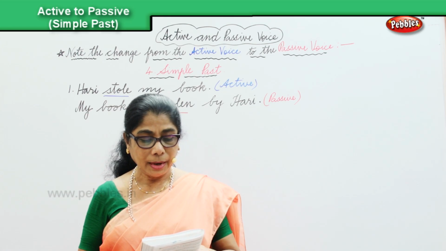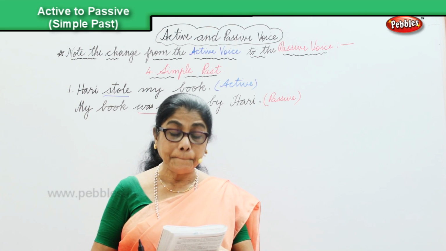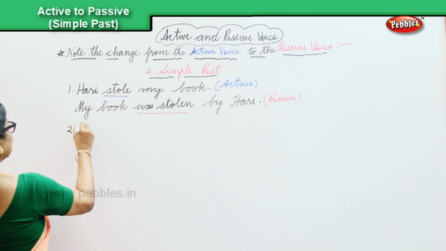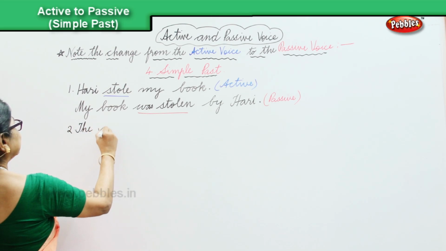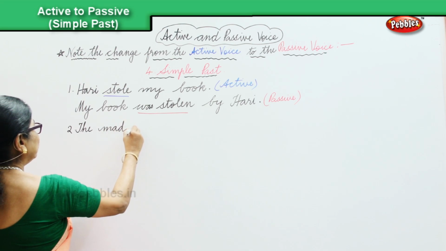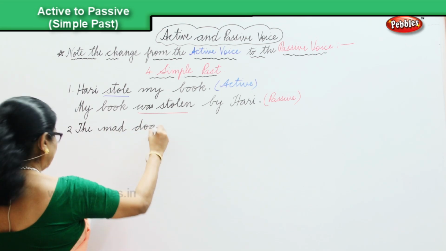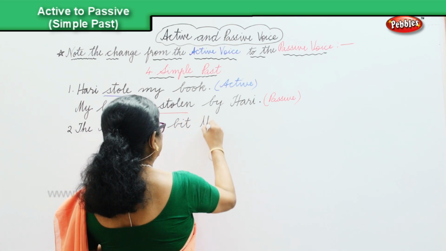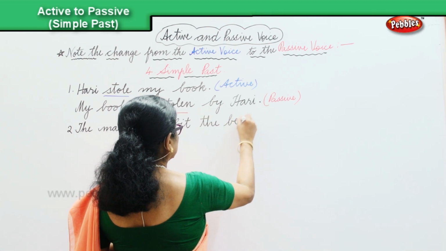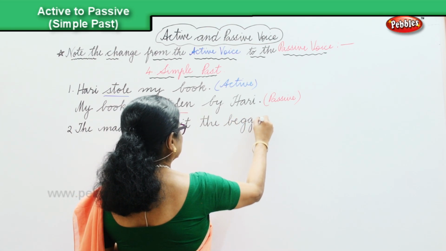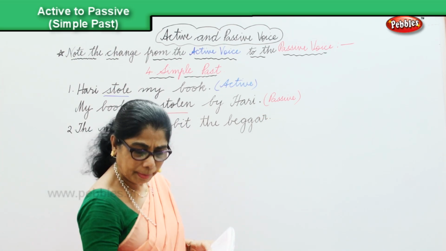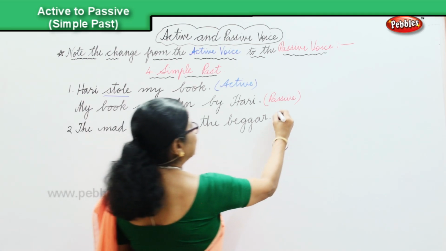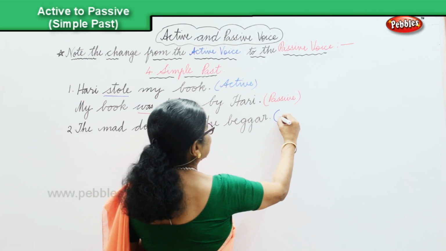Let's do another sentence. Here we have, the mad dog bit the beggar. Now, the mad dog bit the beggar, bit. It's in the active voice, in simple past, active.